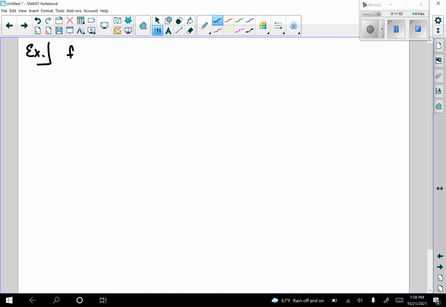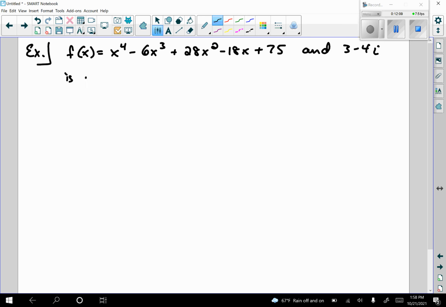All right, so let's say we have our polynomial function. f of x is going to equal x to the 4th minus 6x cubed plus 28x squared minus 18x plus 75. And 3 minus 4i, we're being told, is a 0 of f of x. We want to first find the remaining zeros.